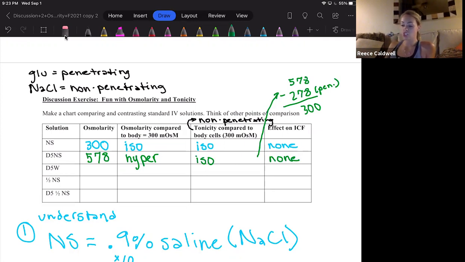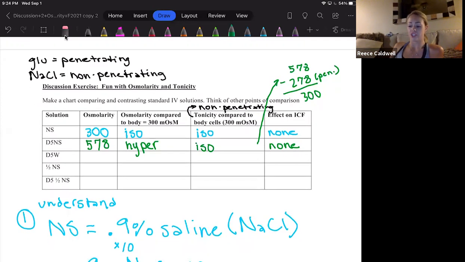One thing I forgot to mention earlier is osmolarity does not show the cell's behavior. Tonicity does. Osmolarity is looking at the total body. Tonicity is looking at the cells. So we can tell the cell behavior by looking at tonicity. We do not see cell behavior when we look at osmolarity. That's why we are only considering the tonicity part of this. All right, great. So we have finished the second row. Let's move on to the third.